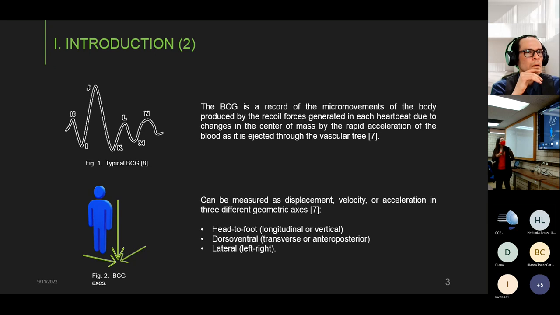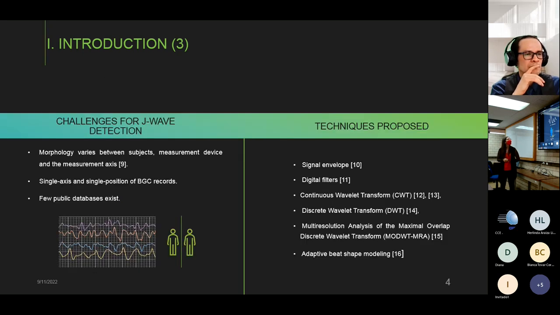In this image, we can see a typical DCG where the J wave is the most prominent wave, and it's also used as a reference for every cardiac cycle. The challenges for the J wave detection are that its morphology varies between subjects, measurement device, and the measurement axis.